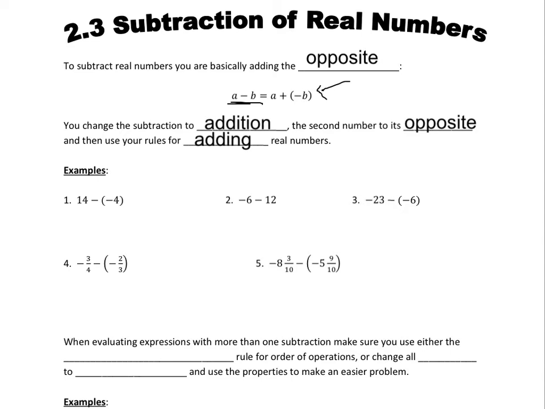Alright, so let's go through some examples, kind of refresh your brains. Our first problem here is 14 minus a negative 4. We're going to keep the first number the same, 14. Change our subtraction to addition. And then our negative 4 is going to become a positive 4. So signs are the same, so we add. It becomes 18, and it stays a positive 18 because we're adding two positive numbers together.